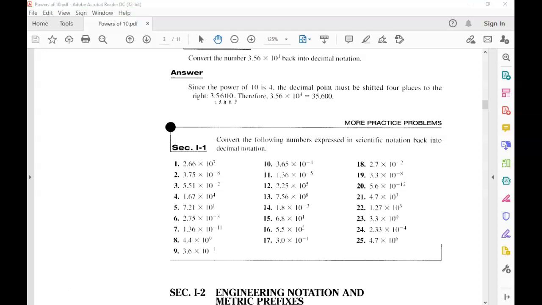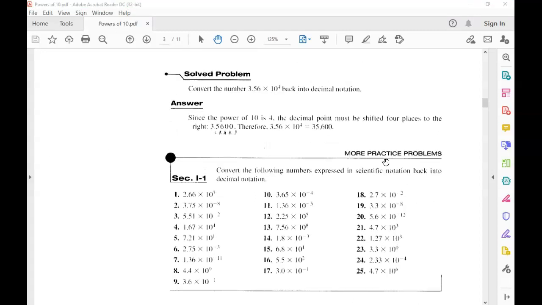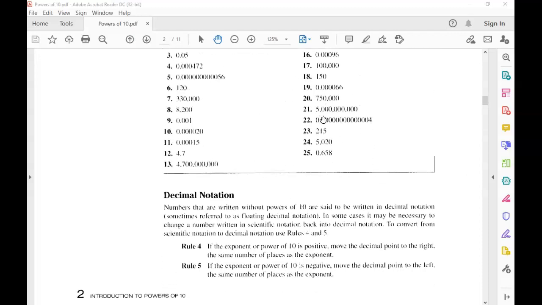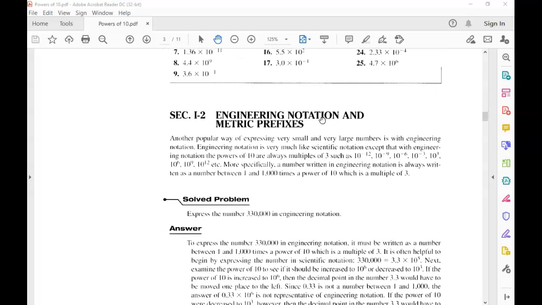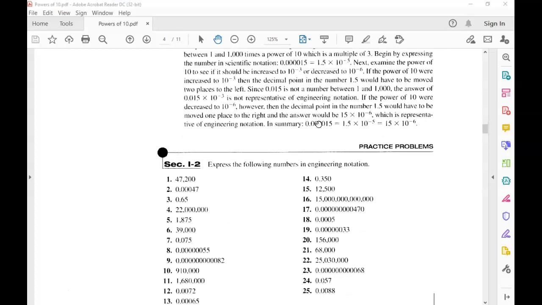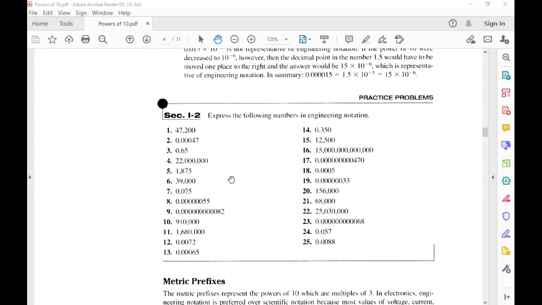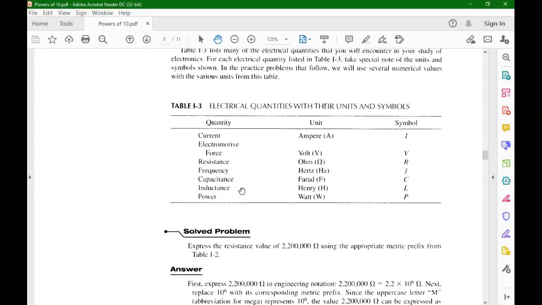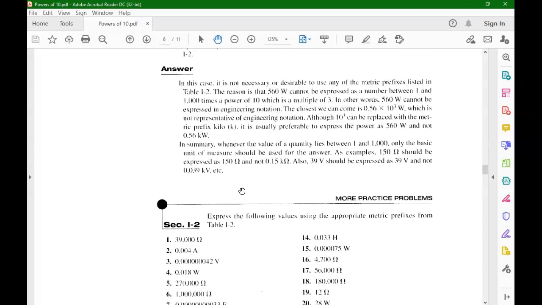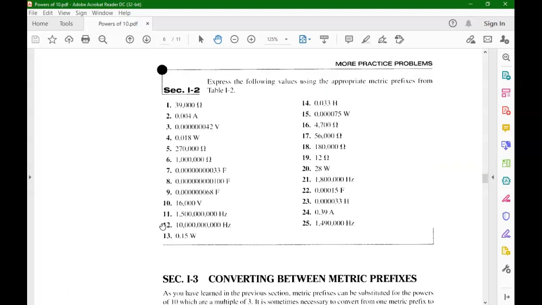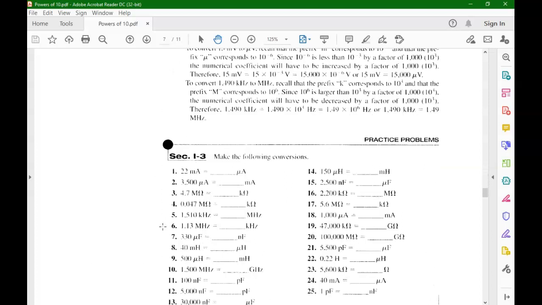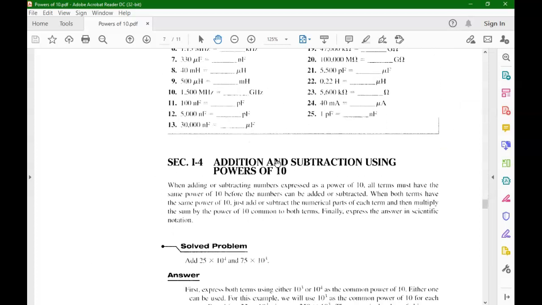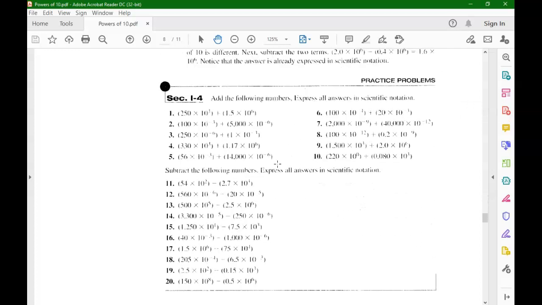All right. Now, the main ones I would suggest y'all focus on is ones where you have to express in scientific notation and engineering notation. Working through metric prefixes is a great one. Being able to convert. Now, this one is one we'll come back to in a minute because I want to do a few of those with y'all.